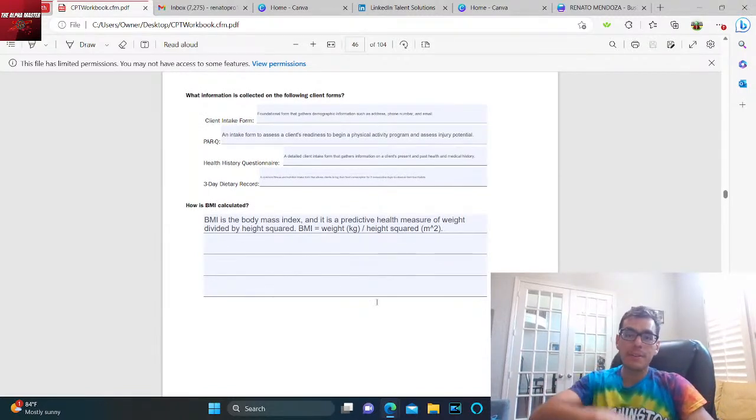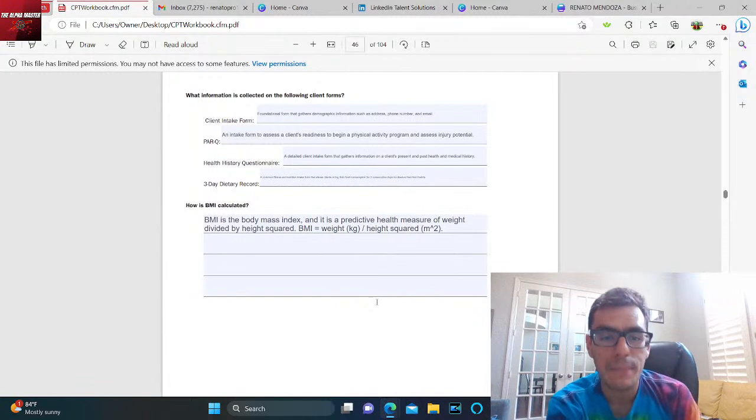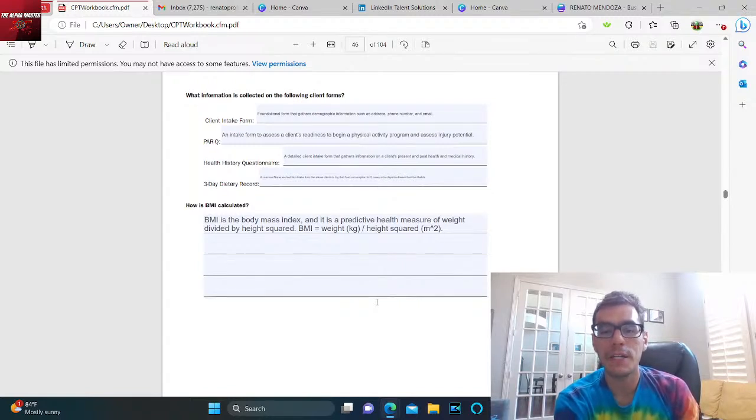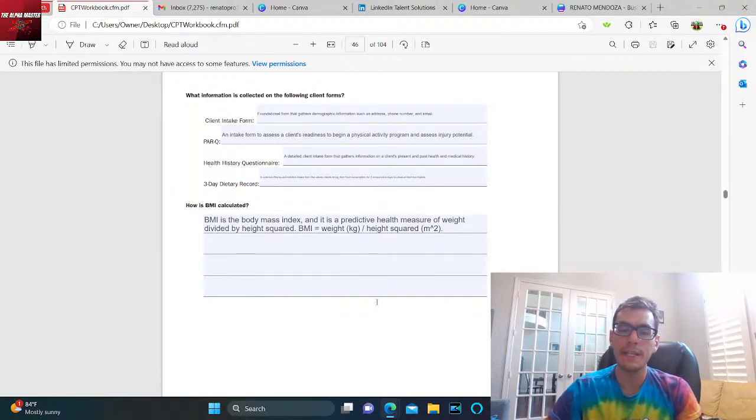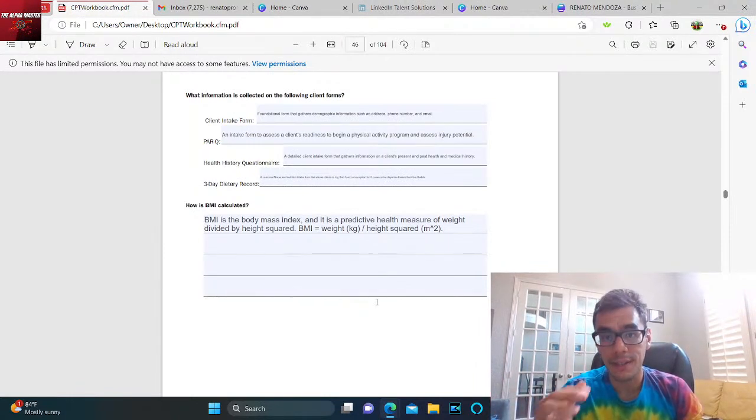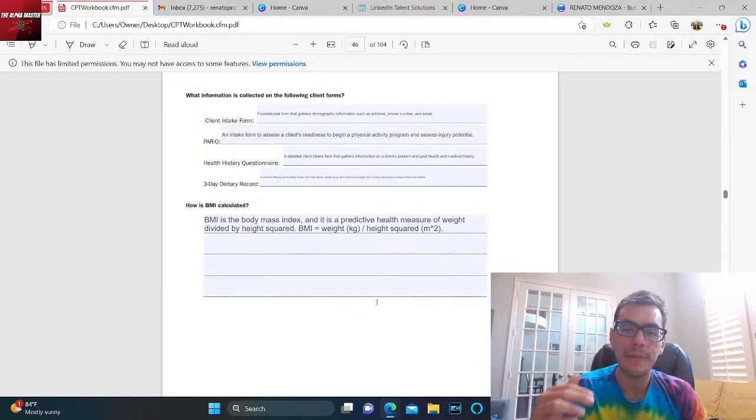And now here's how BMI is calculated. The body mass index, the BMI, is a predictive health measure of weight divided by height squared. So it's the weight of the individual in kilograms divided by the height of the individual in meters squared.